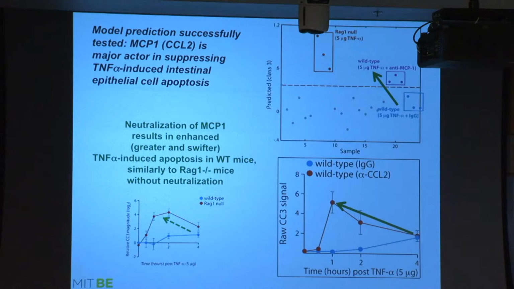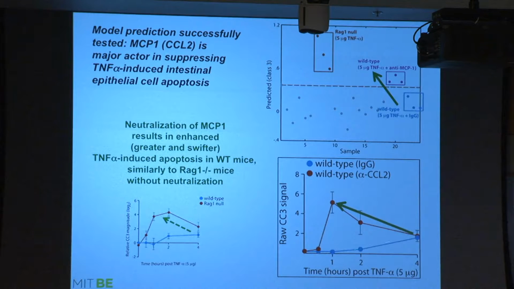Well, so you want to test it, and in fact it happens. So you can deplete MCP1 with an antibody and put the resulting changes in the cytokines in the model, and it says yes. It should shift it from, even if I had wild type, where I don't have much apoptosis, low dose, but if now I deplete the MCP1, it shifts up, it ought to look like I've knocked out the lymphocytes entirely. And in fact, if you actually measure the apoptosis, that's exactly what happens.